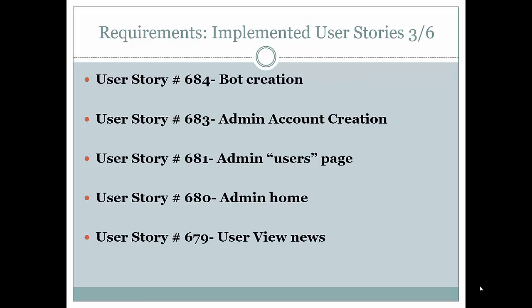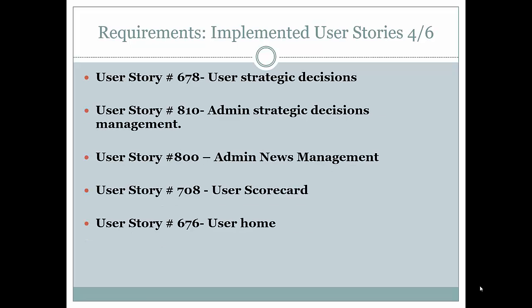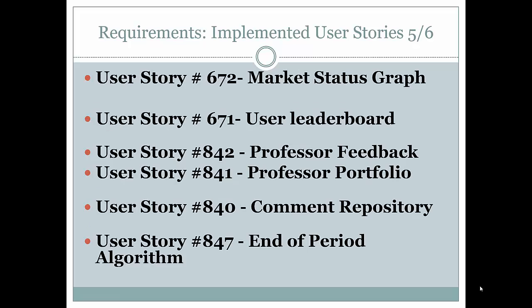User story 684, bot creation. 683, admin account creation. 681, admin users page. 680, admin home. 679, user view news. User story 678, user strategic decisions. 810, admin strategic decisions. 800, admin news management. 708, user scorecard. 676, user home.